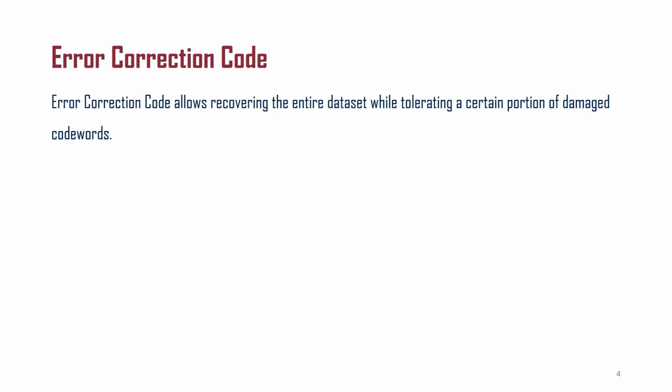Based on previous work by Shi et al. in 2013, our POR also performs encoding of data by a type of error correction code. Basically, error correction code allows recovering the entire dataset while tolerating a certain portion of damaged codewords. The error correction code that we use can allow up to half of codewords to be corrupted.